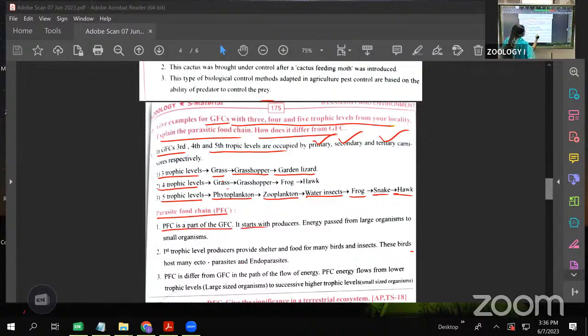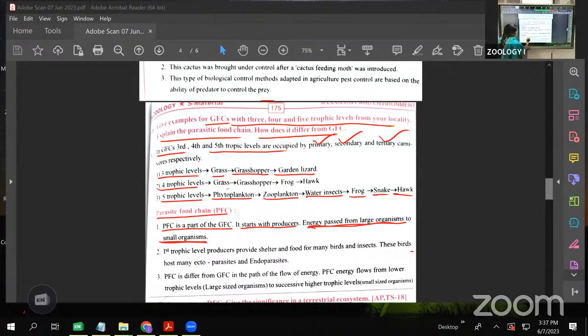It starts with the producers. In the grazing food chain, energy is passed from small organisms to large organisms, but here it is the opposite. Energy is passed from large organisms to small organisms.